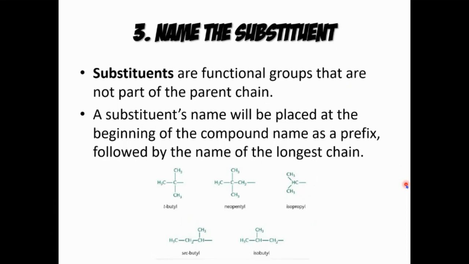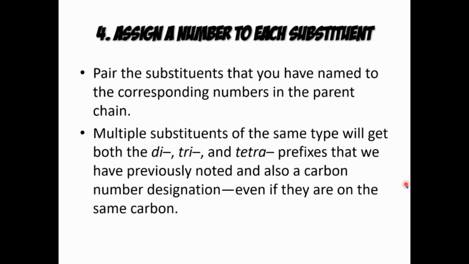They are functional groups that are not part of the parent chain. The substituent's name will be placed at the beginning of the compound name as a prefix followed by the name of the longest chain. Number 4, assign a number to each substituent. Pair the substituents that you have named to the corresponding number in the parent chain.